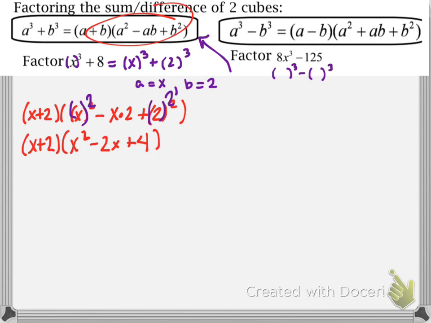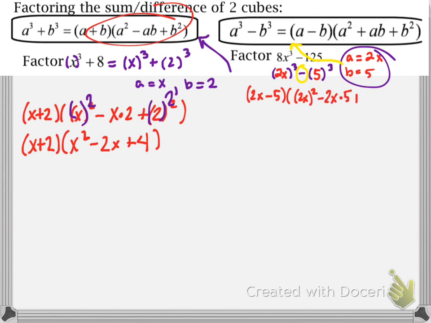So in the next one, I'm identifying what is being cubed to give me an 8x cubed. Well, a 2x times itself 3 times would give me an 8x cubed, and then 5 is the cube root of 125. So those are the two terms. These two here are what I'm plugging into that formula above. Doing so gives me this.